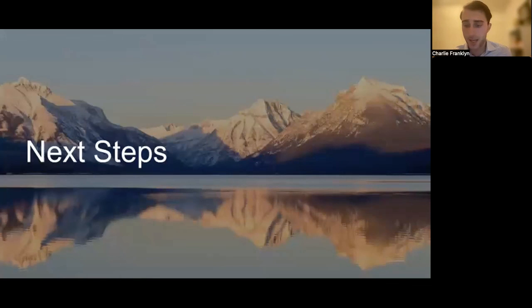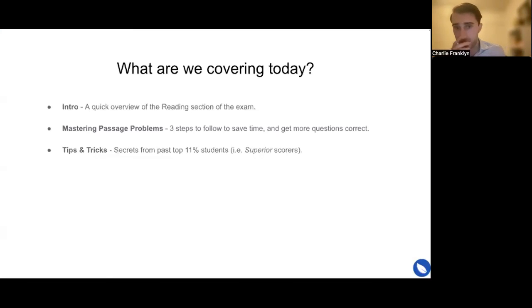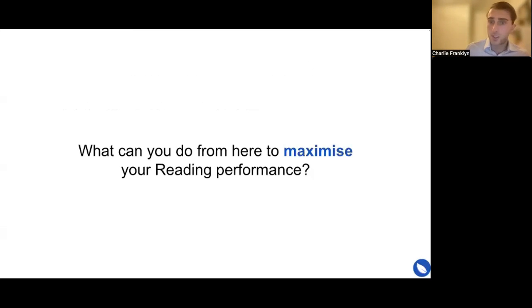And so next steps from here, well, what have we covered? We've covered firstly an intro, which is a quick overview of the reading section of the exam, number one. Then we went through how to master the three passage types of questions which you see on the exam. We went through the 3 steps. So look at the question first, then use the scan method, and then use speed reading if required. We looked at a few tips and quick tricks very quickly. And so the question is, what can you do from here to maximize your reading performance?